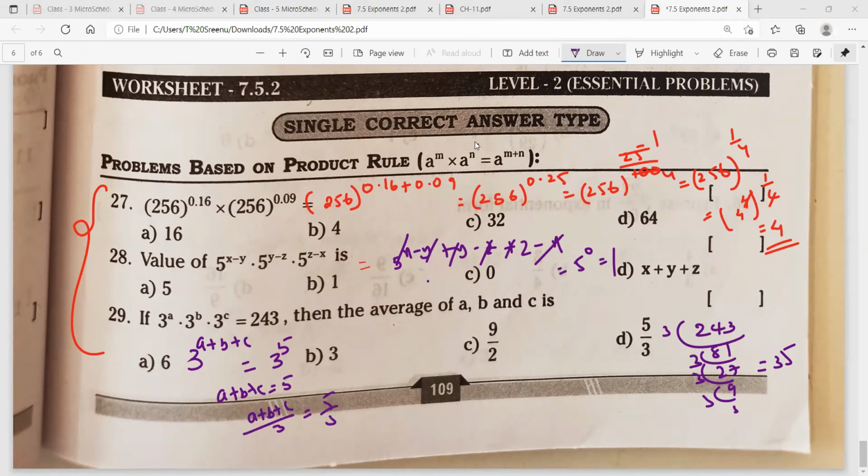27th, 250. If we add the powers, we will get 0.25. 0.25 means 25 by 100. You will get 1 by 4. Again, 256, if you take LCM, you will get 4 power 4. 4 cancel. 4 you will get.